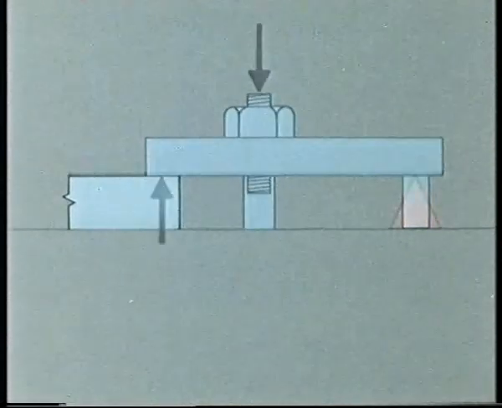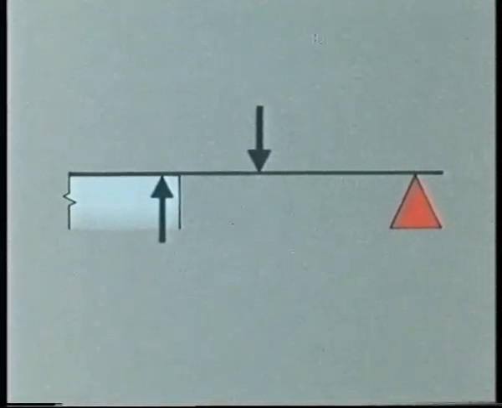Let's simplify the situation. Here's the downward force of the nut. We want the force from the work to be as large as possible. If we move the nut away from the work, how does that affect the size of the resisting force? Is it larger here or here?